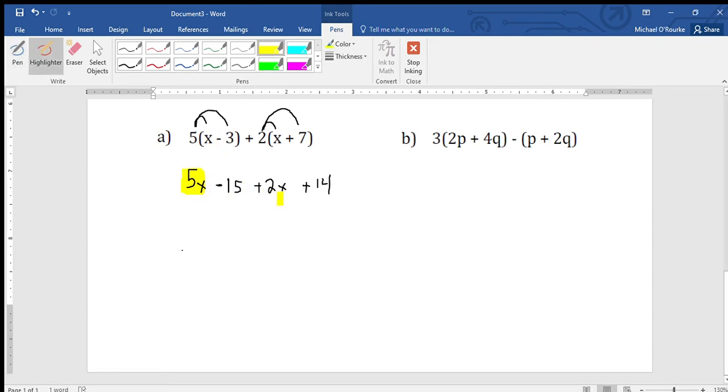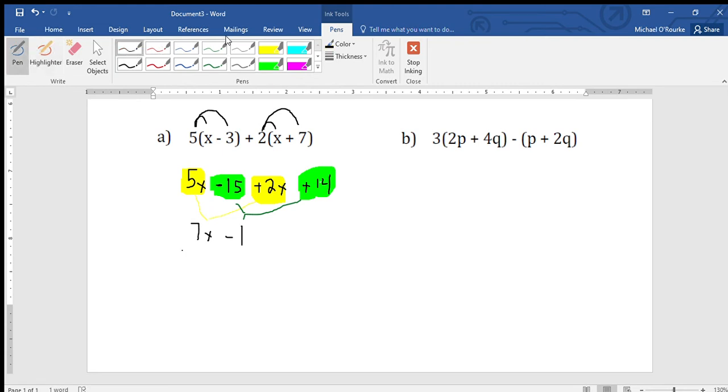So we highlight, or in this case I'm going to highlight the common terms. Then let's put them together. 5 plus 2 is going to be 7x. And then 14 minus 15 is going to be negative 1. Okay? So these two combined to make that. And then these two combine to make this.